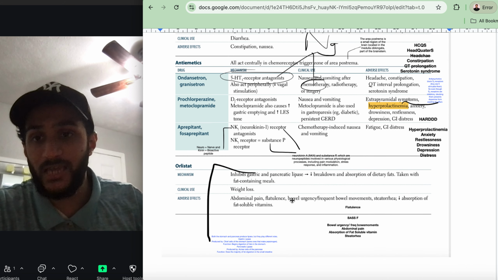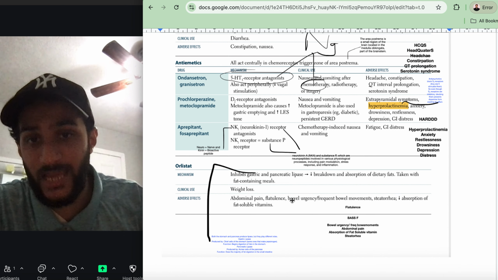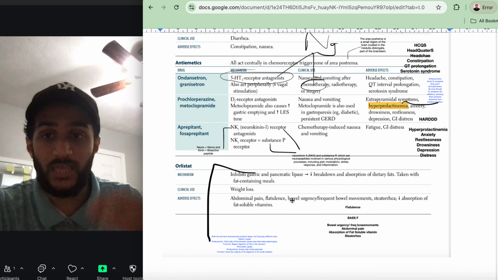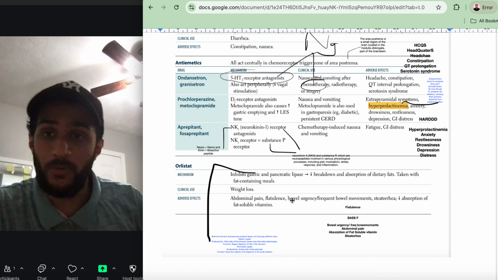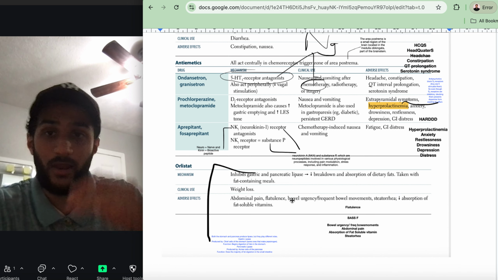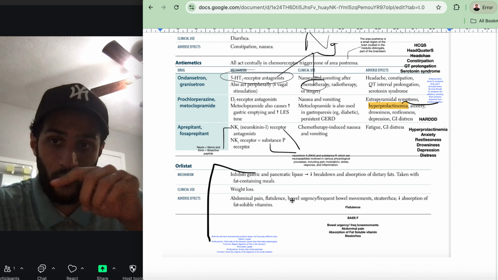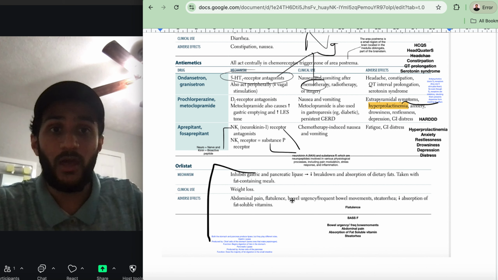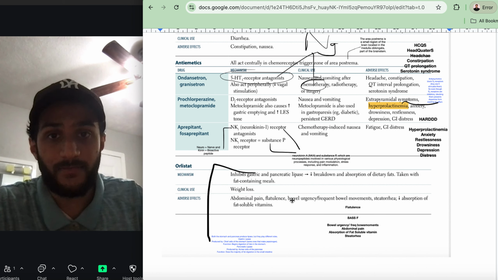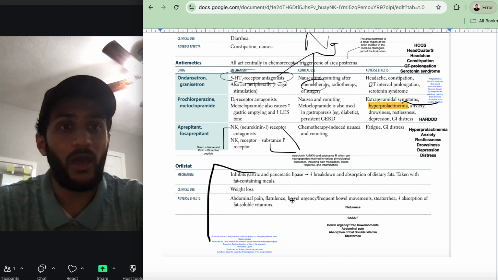We can have over here antiemetics. For example, ondansetron and granisetron are 5-HT3 receptor antagonists. This is going to be used in chemotherapy and radiotherapy, decreasing vagal tone. It can cause QT prolongation, and it can also cause serotonin syndrome.